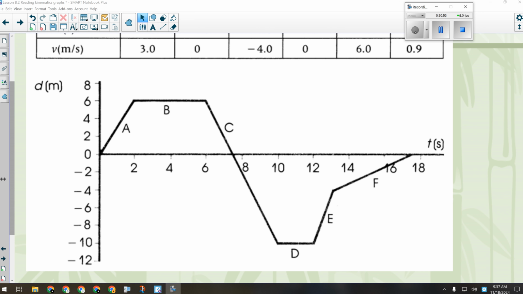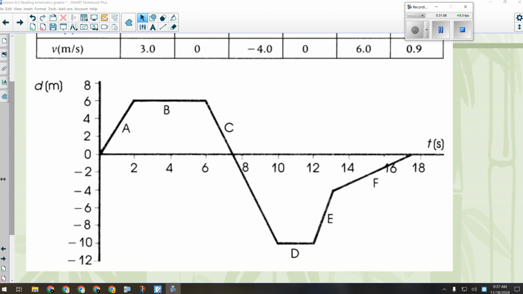Moving at a constant velocity. I want one more thing. Forward or backward? That's what I would want, right? If you say constant velocity, you've got to give direction. Okay, moving at a constant velocity in a forward direction.